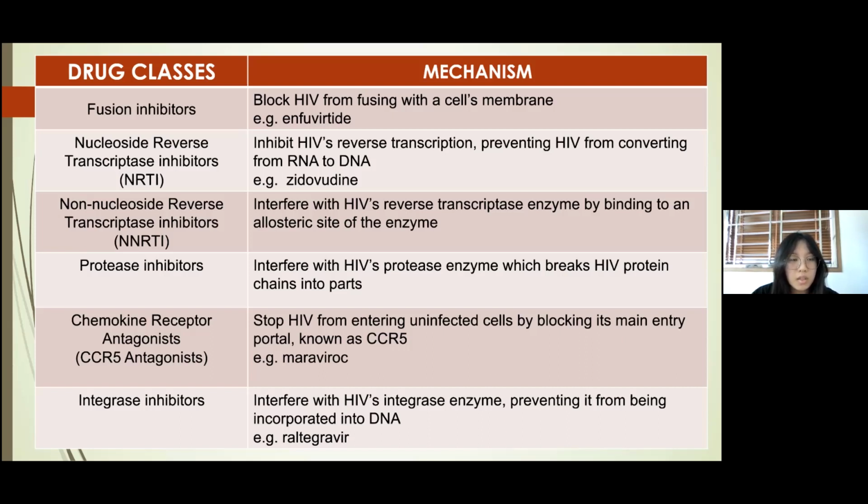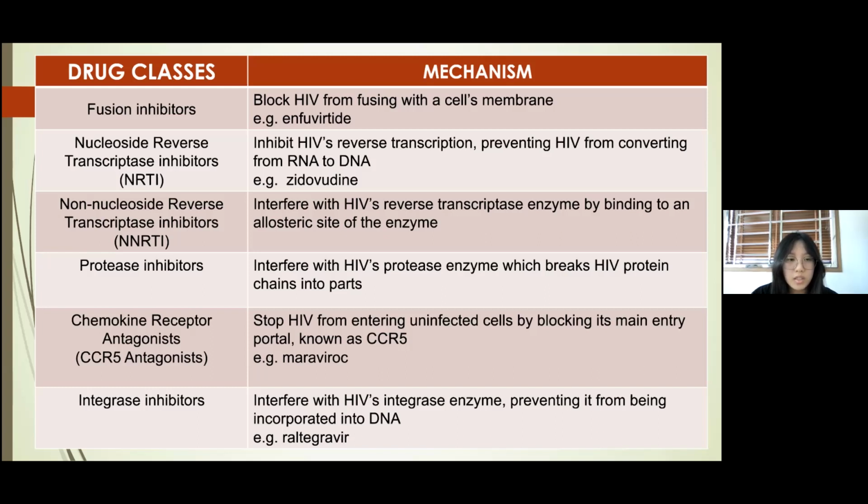The next one is non-nucleoside reverse transcriptase inhibitors, NNRTI, which will interfere with HIV's reverse transcriptase enzyme by binding to an allosteric site of the enzyme. The fourth one is the protease inhibitors, which interfere with HIV's protease, which breaks HIV protein chain into parts.